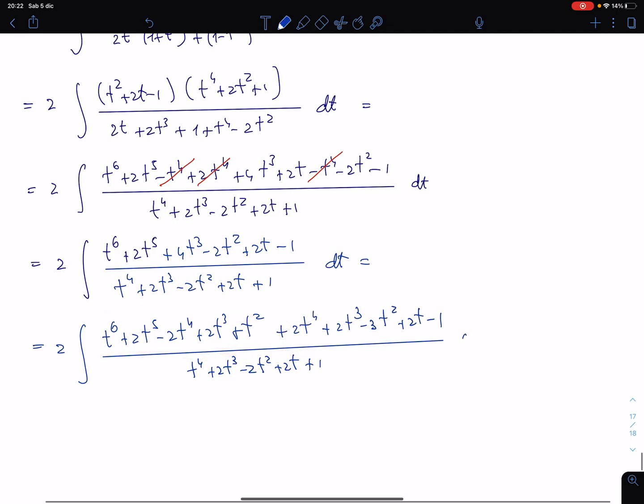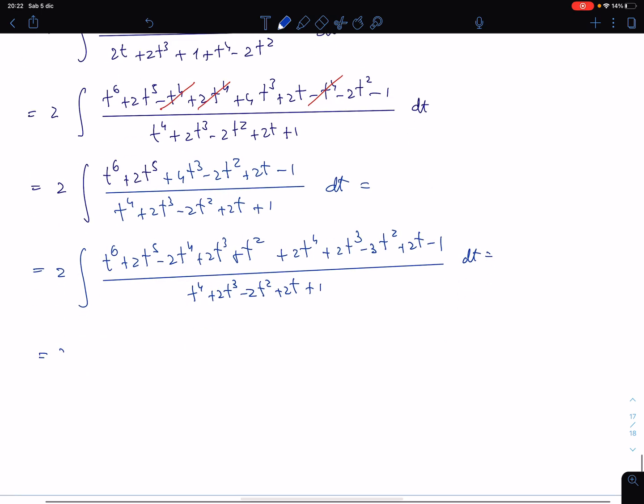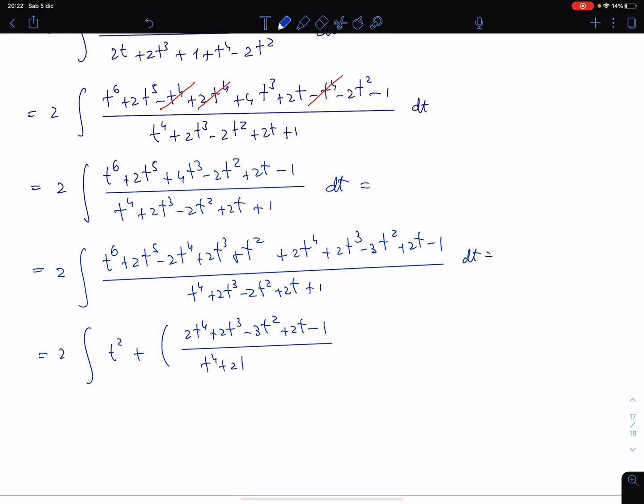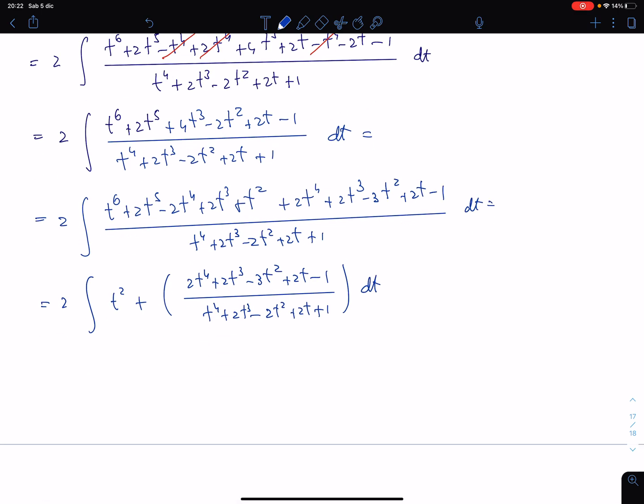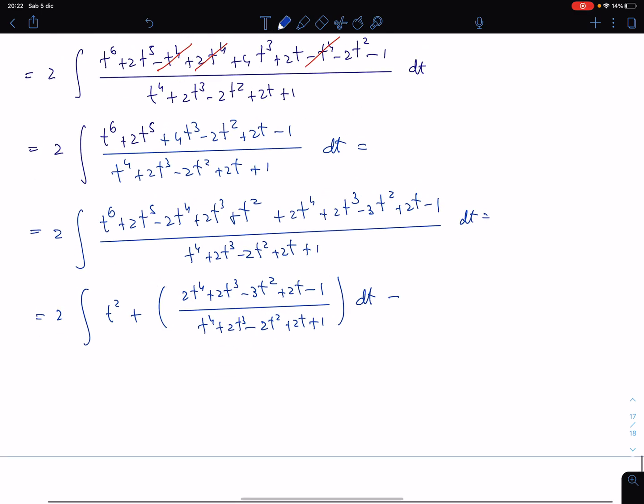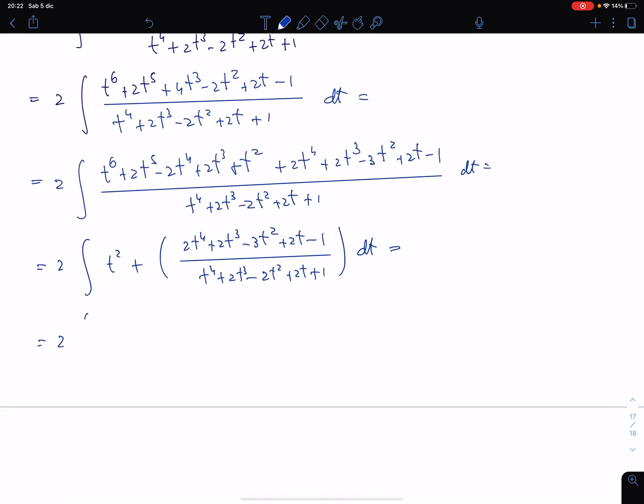So we write it like 2 times t squared plus what? Plus the remainder here, so 2t^4 plus 2t^3 minus 3t^2 plus 2t minus 1 divided by t^4 plus 2t^3 minus 2t squared plus 2t plus 1 dt. So now again we do the same with this. This is 2 times t squared plus what? So here the first term here is half of this first term here.